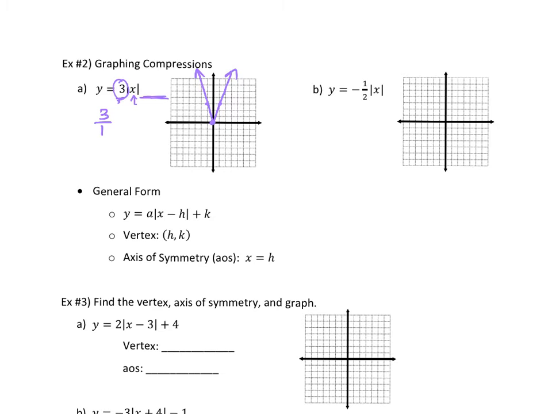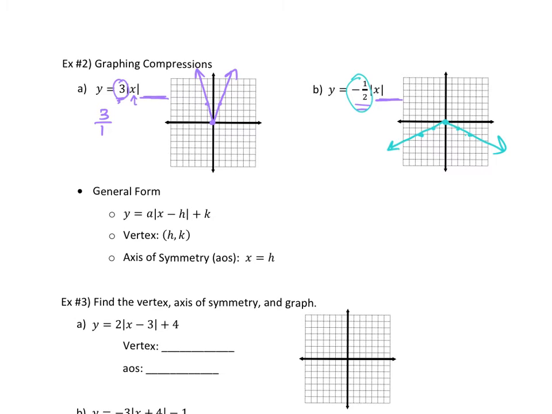Okay, and I want you to see what happens on this next one. Same idea. There's no left and right, no up and down. There's nothing else back here. But we have this slope of -1/2. So our vertex is still at 0, 0. But now treat this like a slope. We're going down 1 and over 2. Down 1 over 2. Down 1 over 2. It looks like this.